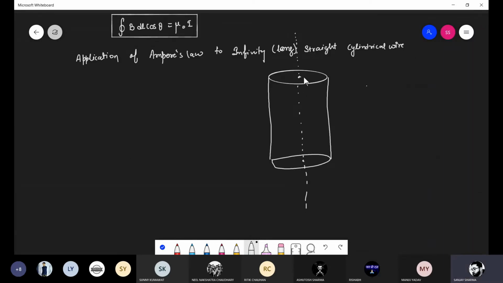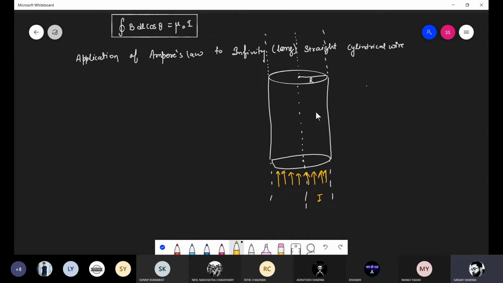Let capital R be the radius of the given wire, and this wire is infinitely long. Let us consider the total current I is flowing through the cross-sectional area of the wire. How much current is flowing? Let's say I current is flowing.